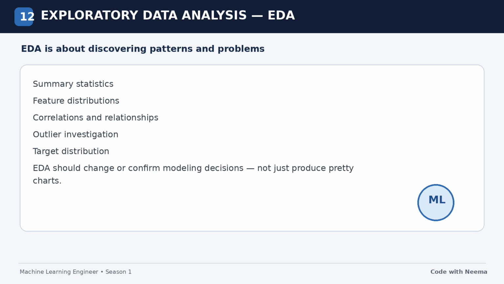EDA helps us understand what's actually inside our data. We might calculate summary statistics, look at distributions, examine correlations, investigate outliers, and importantly, understand our target distribution. EDA isn't just making charts because charts look nice. The goal is to discover information that can influence our modeling decisions.